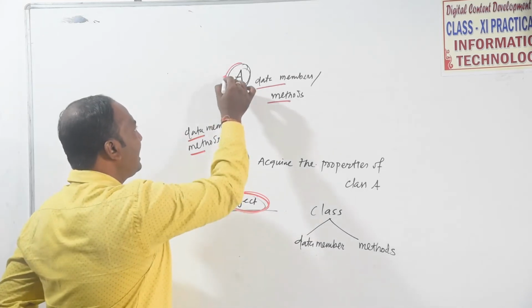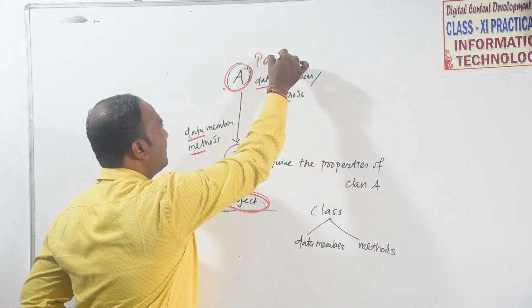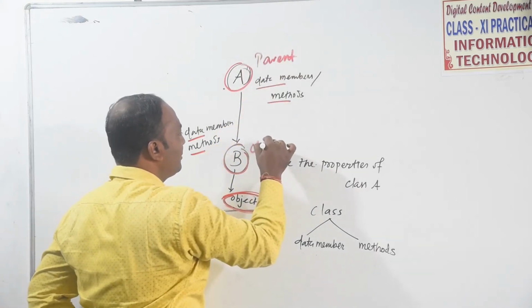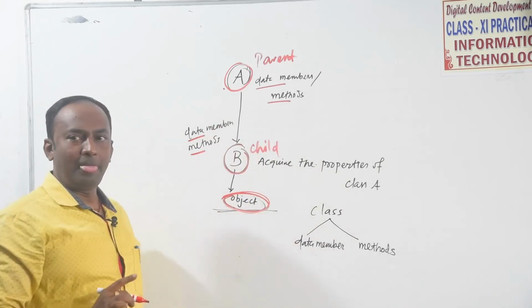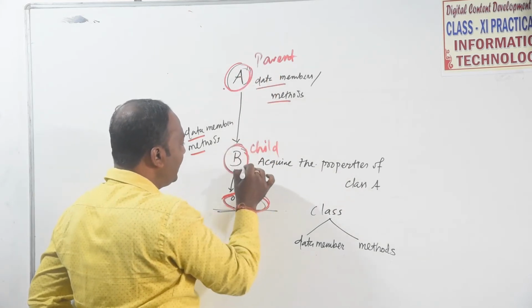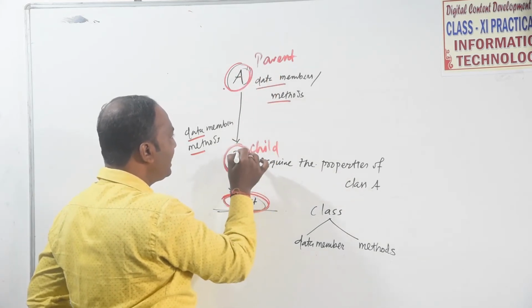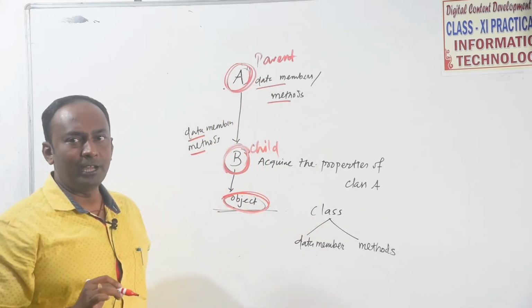It means when one class is created from another class, this one is known as the parent class, and this is called the child class, or this is called the base class and this is called the derived class, or superclass and subclass. So the derived class will acquire the properties of the parent class.